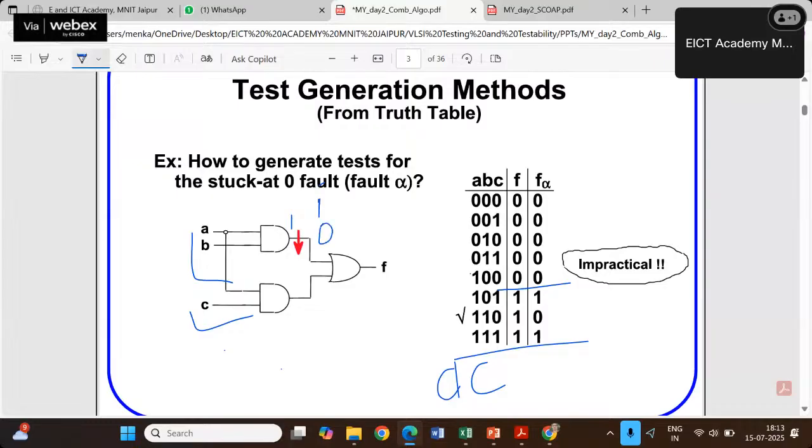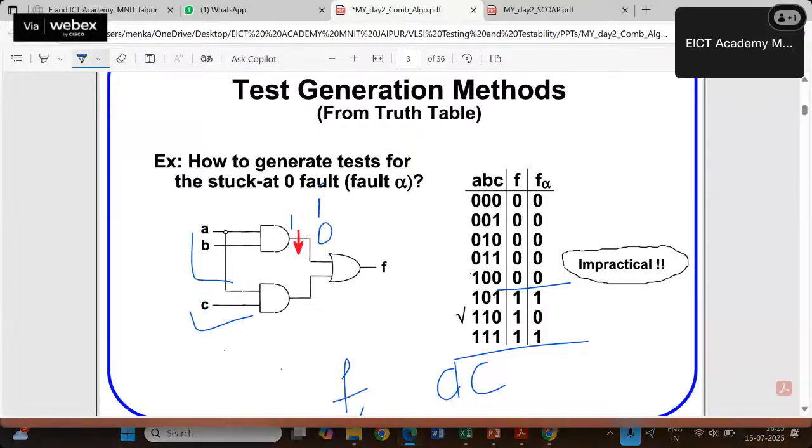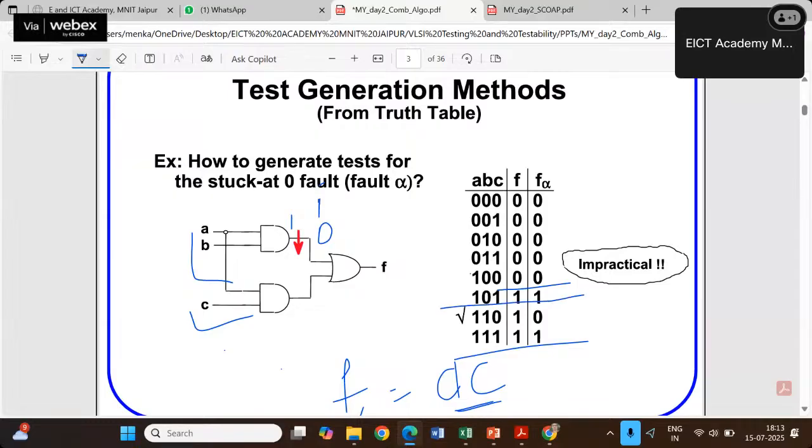Since it was stuck at 0, 0 plus AC is AC. So f alpha is equal to AC. Now with the help of this, A and C, both of these are expected to be 1, 1, then only the output is expected to be 1. So there are 2 cases. One case is this and another case is this. These are the 2 cases when the output is 1. All other cases, the output is 0.